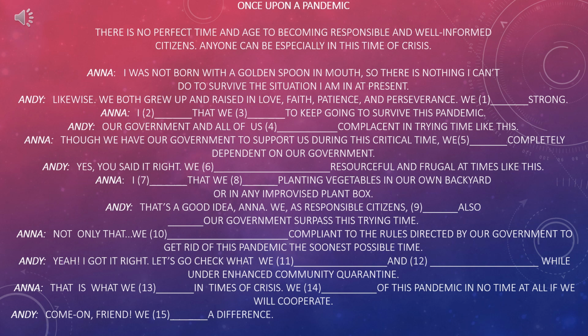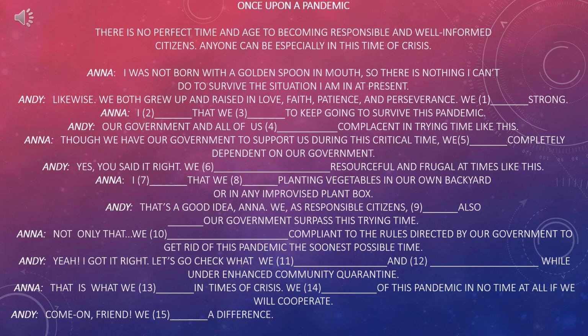Let's now have the paragraph with dialogues that you need to deal with. Once upon a pandemic, there is no perfect time and age to becoming responsible and well-informed citizens. Anyone can be, especially in this time of crisis. Anna, I was not born with a silver spoon in my mouth, so there is nothing I can't do to survive the situation I am in at present. Andy, likewise, we both grew up and were raised in love, faith, patience, and perseverance.